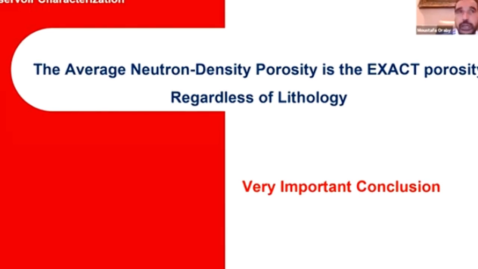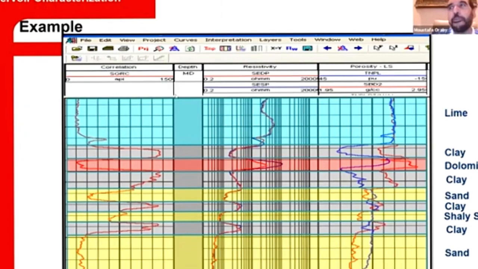If you work in the industry, we sometimes call it the cross-plot porosity. The cross-plot porosity, the big word that some people like to use, is actually the average neutron density porosity. So when you hear the word cross-plot porosity in the industry, that's the average neutron density porosity, which is the exact porosity of your reservoir, regardless of the lithology that you have. Okay? Let's go back to this example and try to read the porosity now.